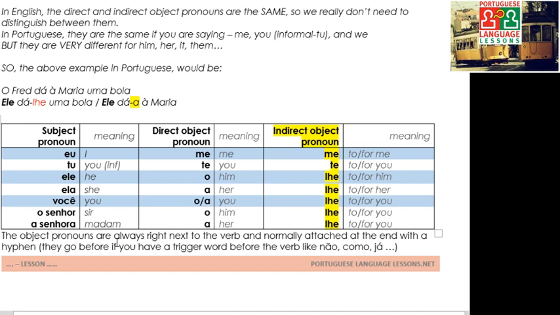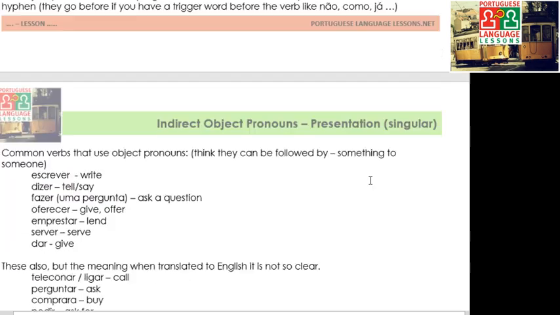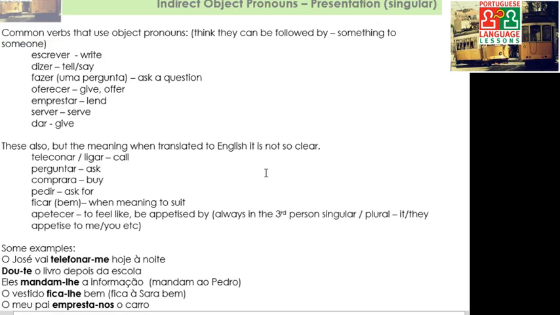Okay. Now remember, object pronouns are always right next to verbs, normally attached at the end with a hyphen, but they move before if you've got a trigger word before the verb, like não, como, já, etc. Now, common verbs that use these object pronouns, think of ones that can be followed by something to someone: escrever, dizer, fazer uma pergunta, oferecer, emprestar, servir, dar. Okay. And then we've got some more that are not so clear.